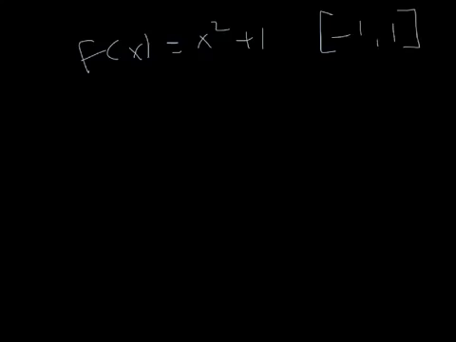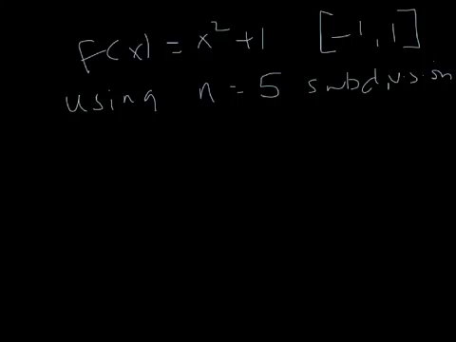Compute the left Riemann sum for f(x) = x squared plus 1 over the interval -1 to 1 using 5 subdivisions. First of all, make a note that this is the approximation of the area under the curve x squared plus 1 between -1 and 1.